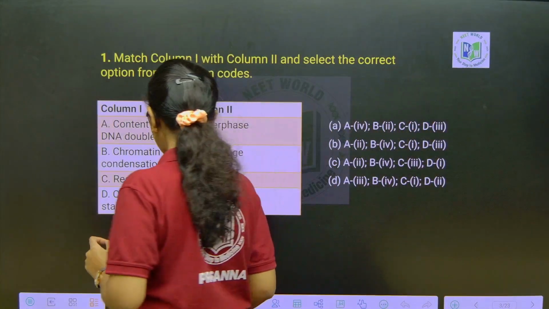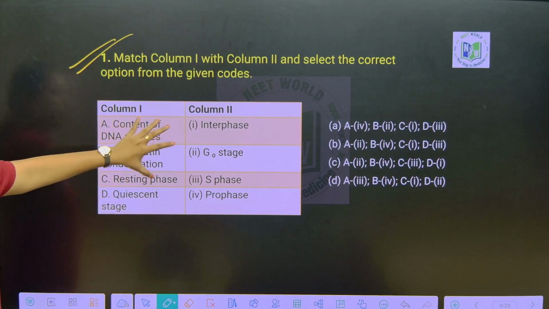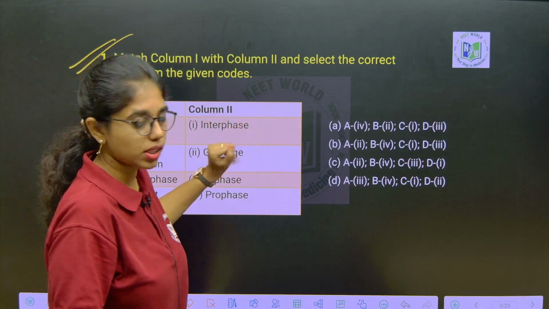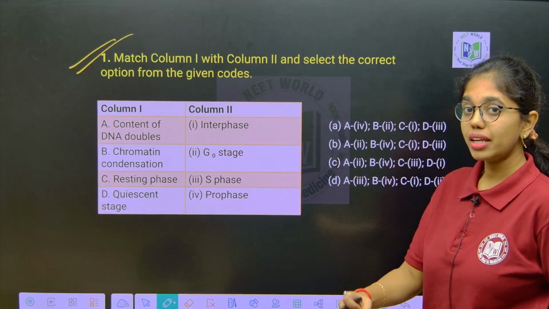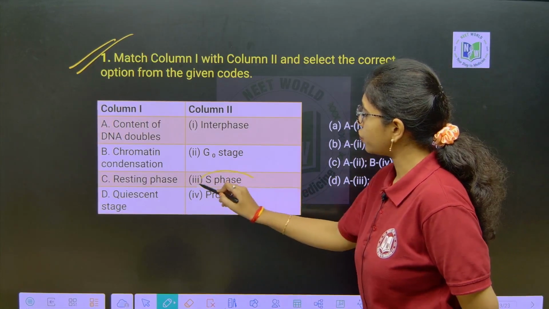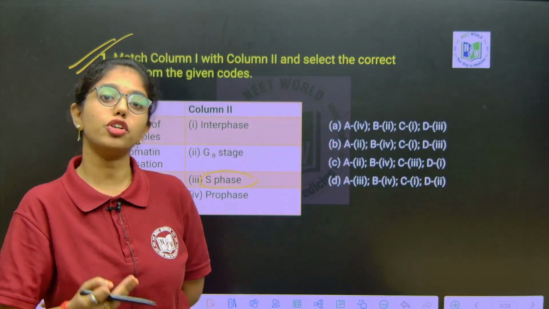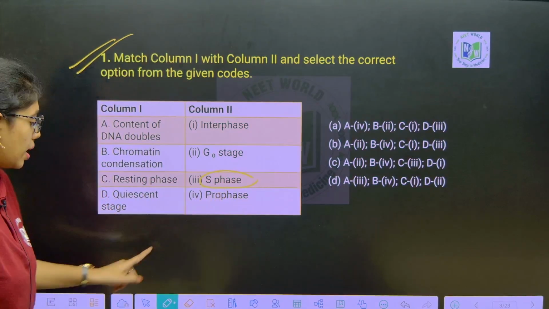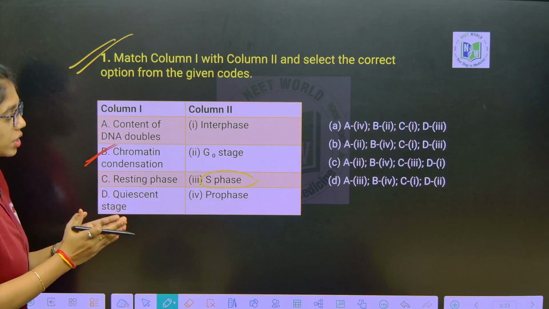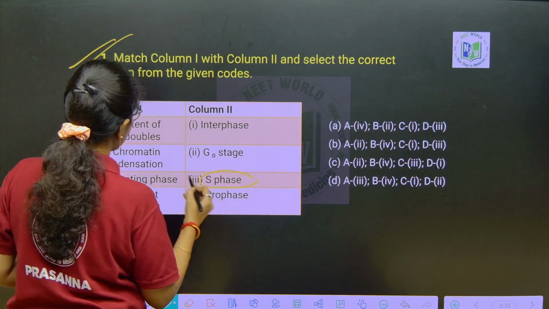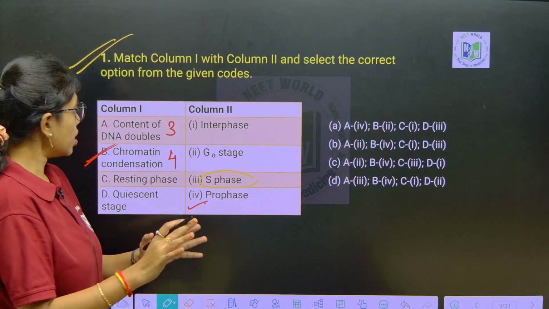First, this question is a match the type of question wherein in column 1 the activity is given, in column 2 the phase or stage of the cell cycle is given. So here DNA content doubles during S phase, right, and centrioles in the cytoplasm will get duplicated in the S phase again in animal cell, okay, and then chromatin condensation will happen in prophase. So B is 4, A will be 3.